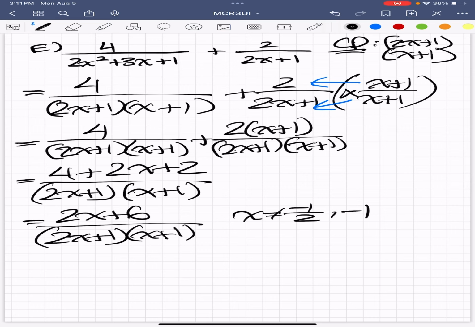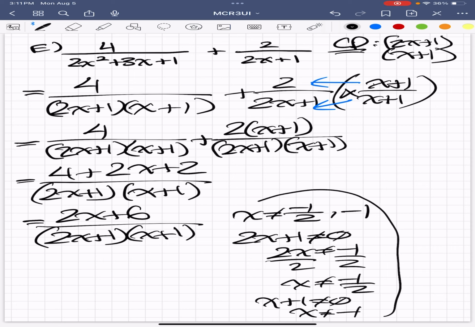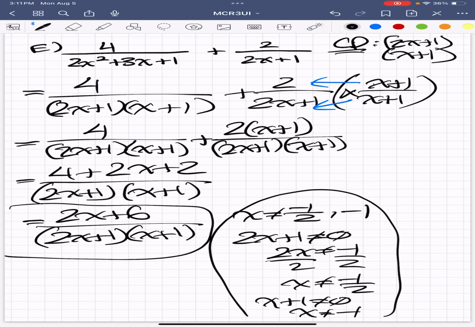And then, so 2x + 1 cannot equal 0. So we have 2x cannot equal negative 1 over 2, and then x cannot equal negative 1/2. And x + 1 cannot equal 0, so x cannot equal negative 1. So we have the restrictions. Final answer. Moving on.